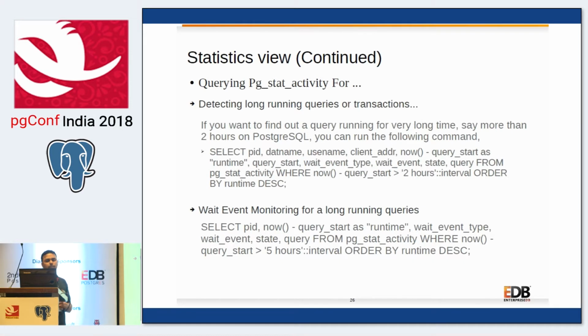Similarly, if you want to detect long running queries or transactions, you can query pg_stat_activity and that will give you an idea of what the long running queries are. Another thing is you can use this statistics view for wait event monitoring. If you want to know if your backend session is waiting on some event, on some LWLock, we have added two extra columns in pg_stat_activity called wait_event and wait_event_type. So you can find out if any backend session is waiting for any LWLock or any other type of lock.